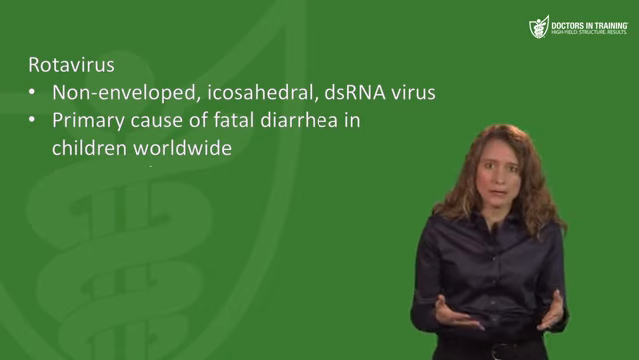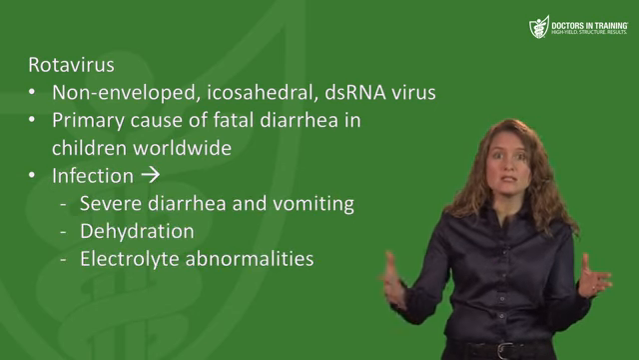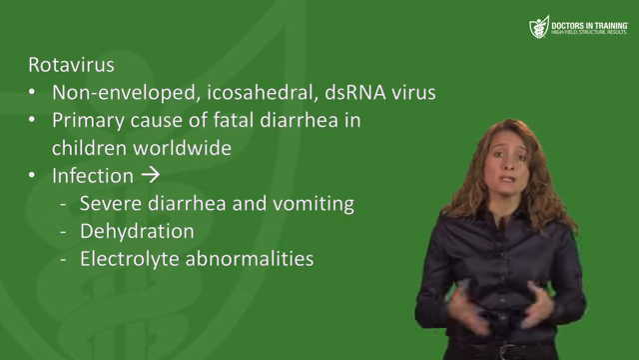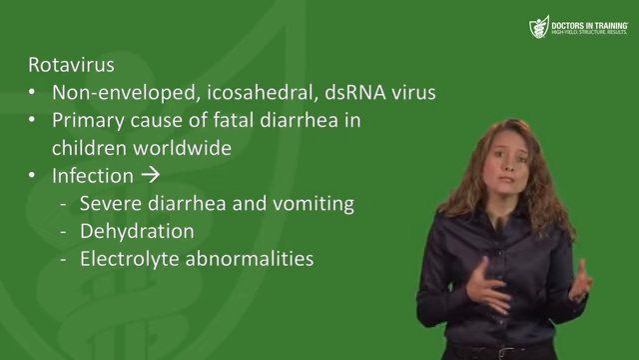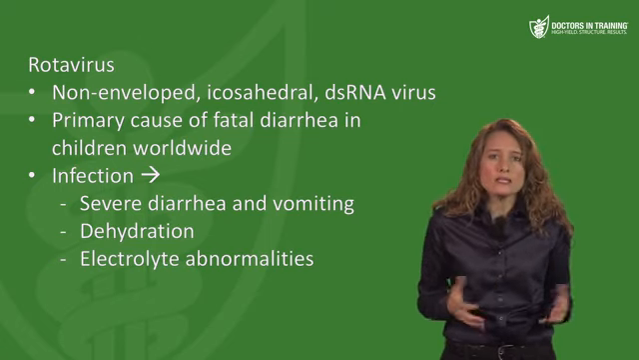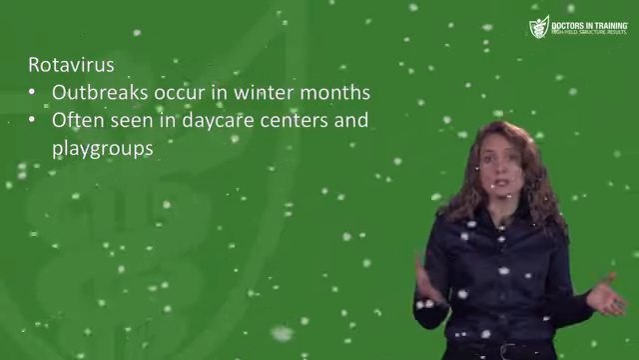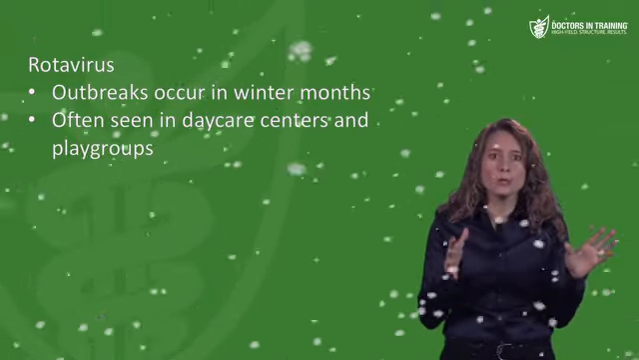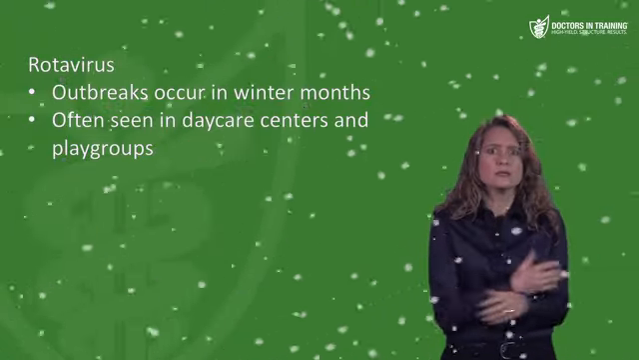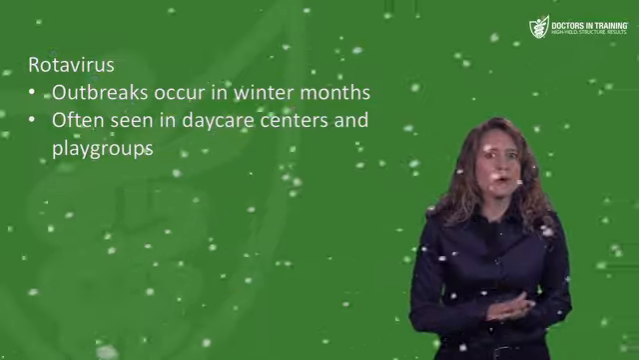Why do you think it's so deadly? Well, it causes severe diarrhea and vomiting, which leads to dehydration and electrolyte abnormalities. So these are real causes of death in these little children. Now, in temperate climates, like here in the United States, the outbreaks usually occur in the winter months and are often seen in daycare centers and playgroups. So look for these clues in test questions. So remember winter months. Oh, did it just get cold in here? Huh. So that's it for rotavirus.